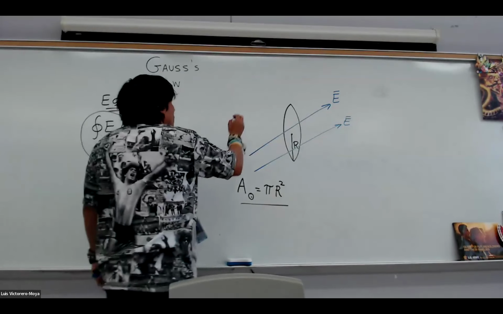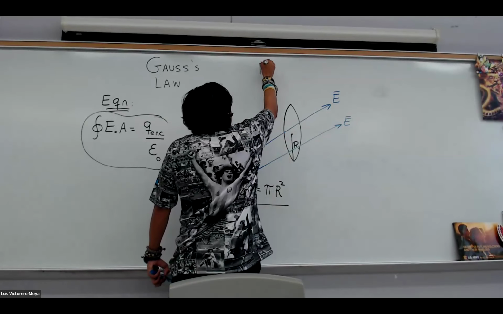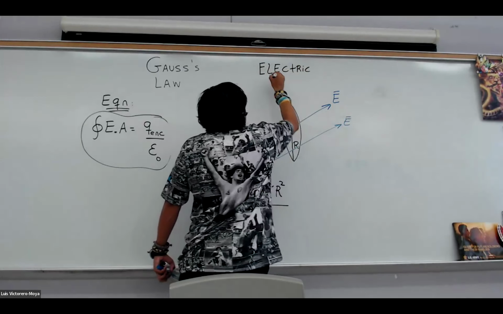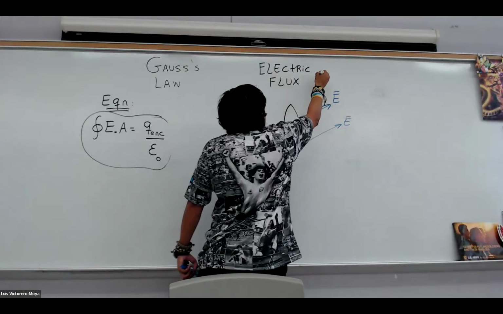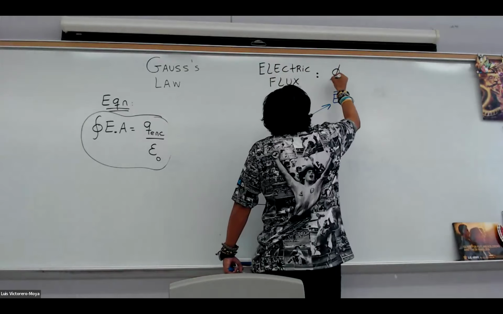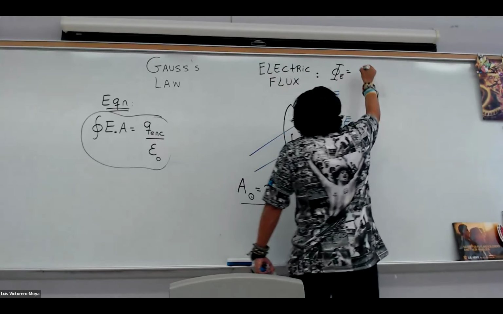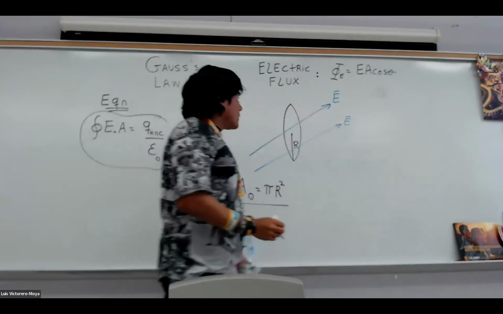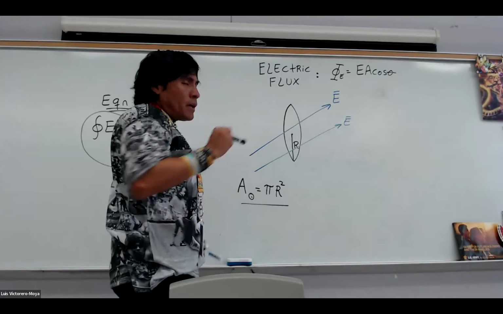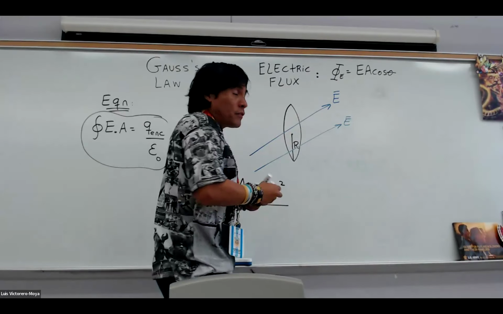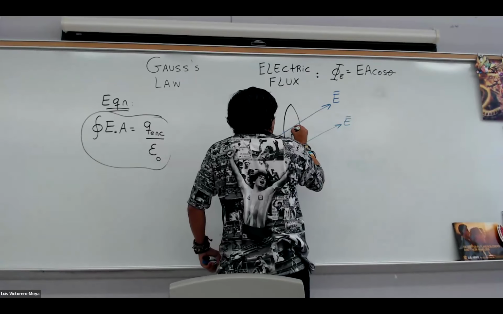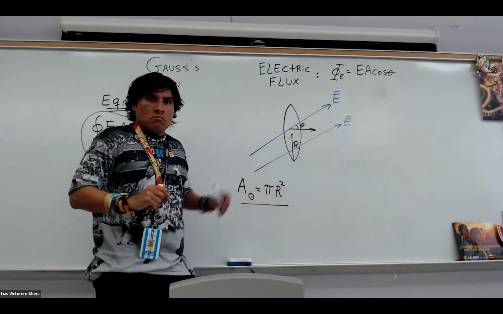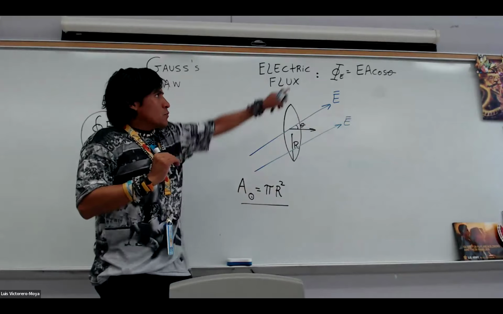So my flux, my electric flux, is this symbol phi, E A cosine theta. Now we talk about the area vector. The area vector is always perpendicular to the surface. So it's this from here. So I want the angle there, that angle. If you think about it, that's where the cosine comes from.